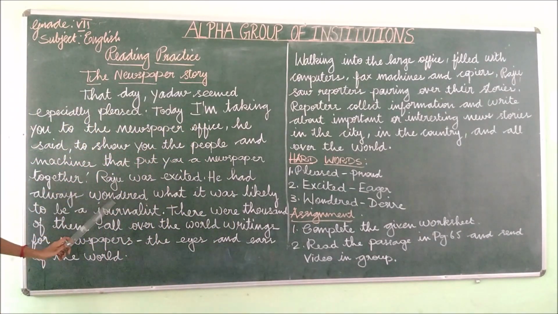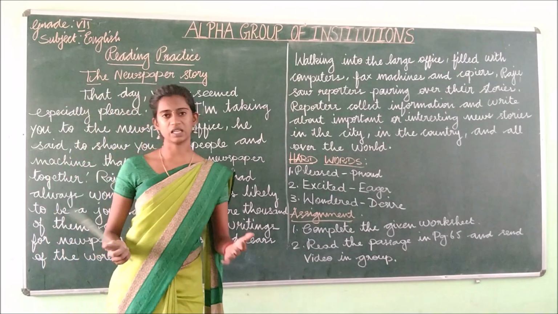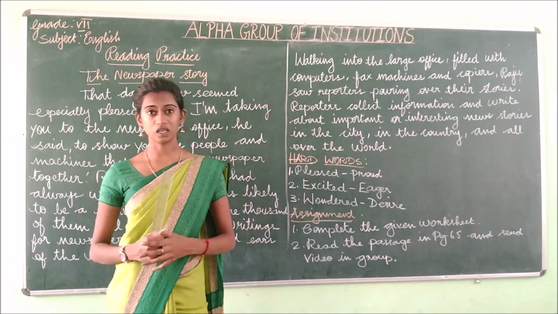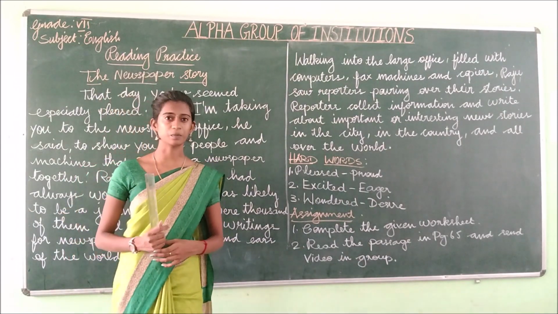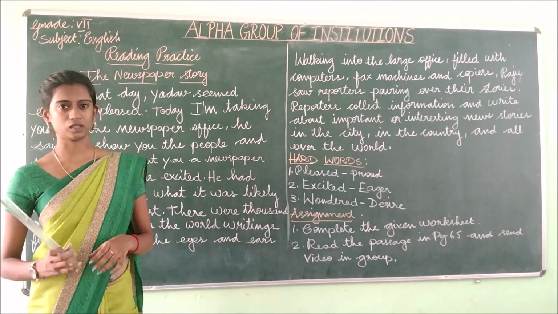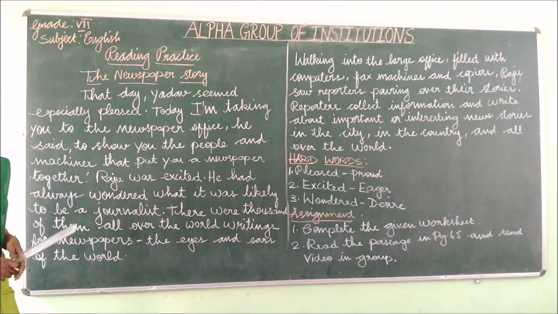He had always wondered what it was like to be a journalist. So wonder means desire of something. So he has a desire to know about journalism, and he also wants to become a journalist. Journalist means the person who writes the news. So they are called journalists. So he wants to know more about journalism.